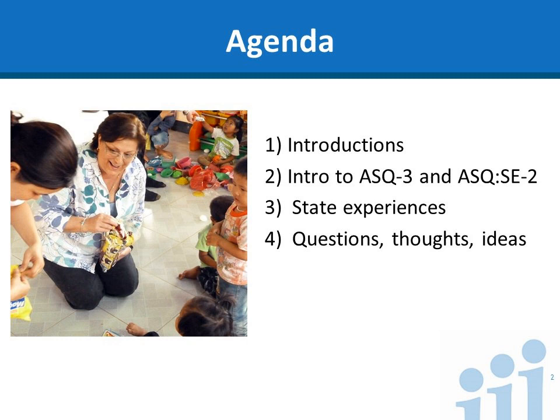I'd just like to take a moment and go over our agenda for the conversation today. We'll begin with some introductions and then have Liz Twombly give us an introduction to ASQ-3 and the ASQ SE-2. Then we have 3 states who will share their experiences. We have Michigan, Pennsylvania, and California with us today. And we thank them so much for volunteering to share. And then we'll have time for questions, thoughts, and ideas.